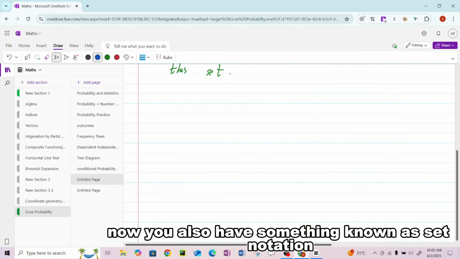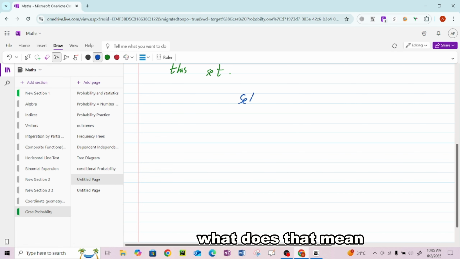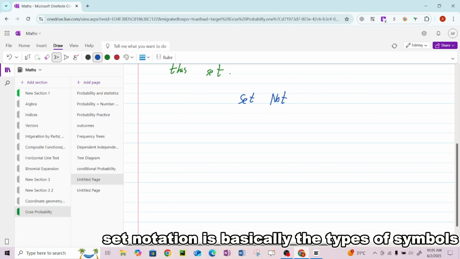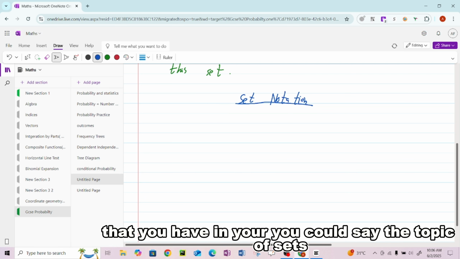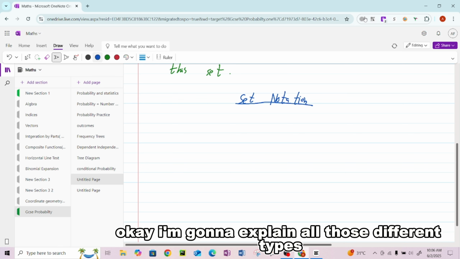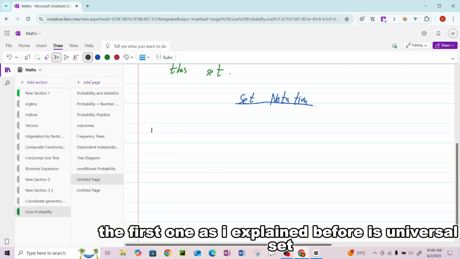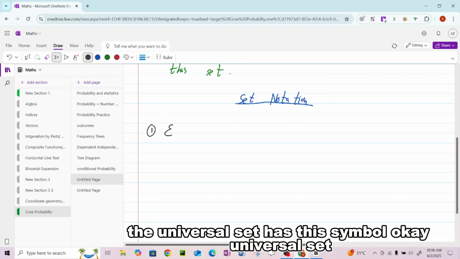Now you also have something known as set notation. What does that mean? Set notation is basically the types of symbols that you have in the topic of sets. Okay, I'm going to explain all those different types. The first one, as I explained before, is universal set. The universal set has this symbol. Okay, universal set.